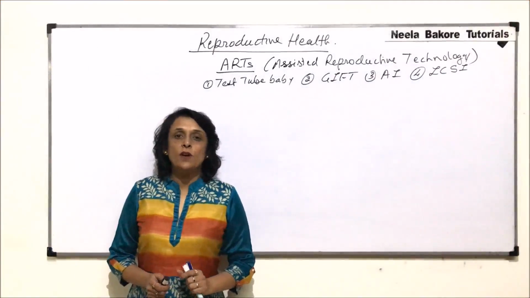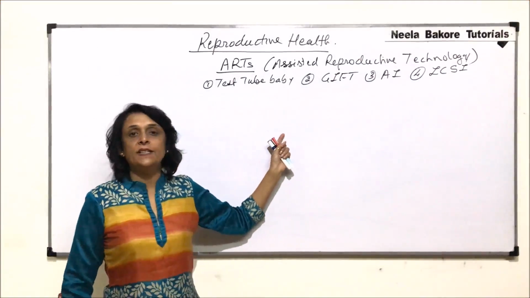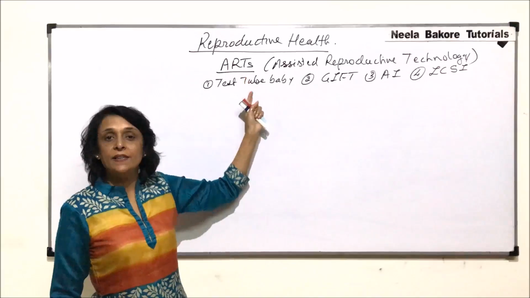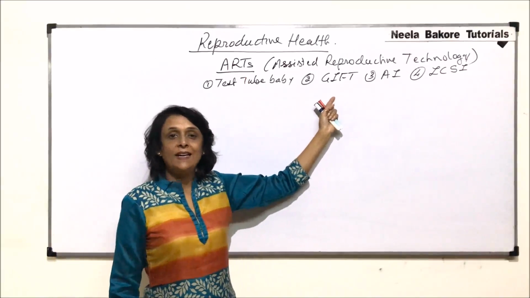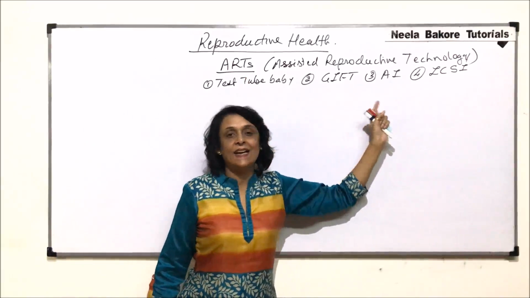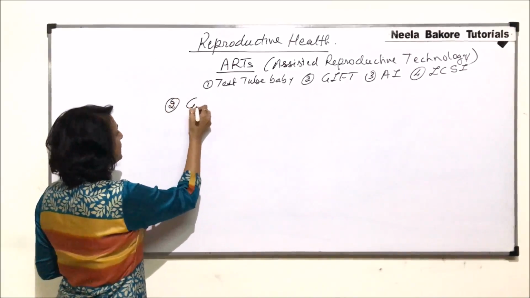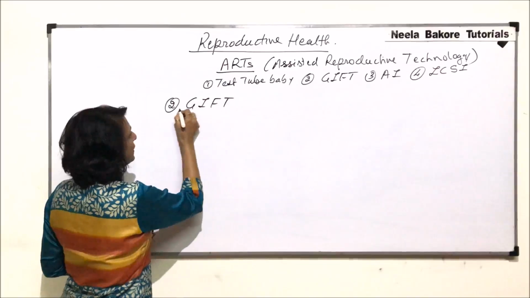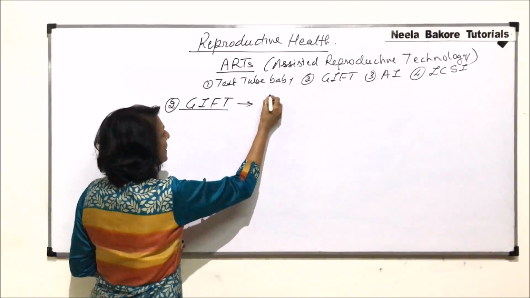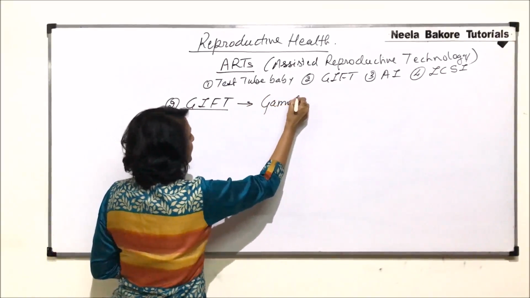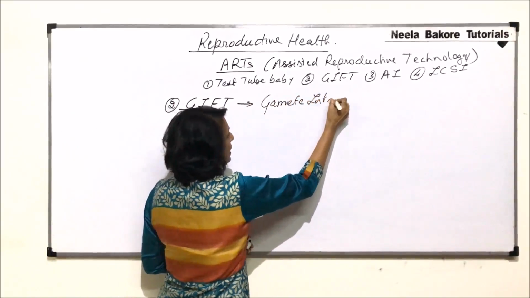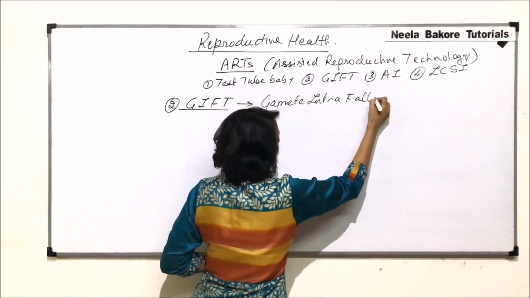In this video, we'll talk about the other three techniques which are included under ART, that is GIFT, AI and ICSI. So let us start with the second one, that is GIFT. The full form is gamete intrafallopian transfer.